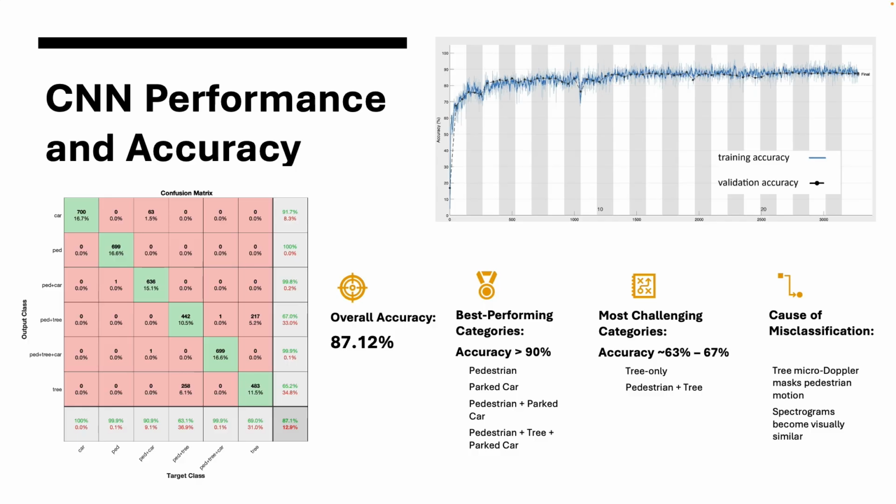The CNN achieved an overall classification accuracy of 87.12%, as can be seen in the graph. This strong performance confirms the effectiveness of our scenario design and the spectrogram generation, especially under noise-heavy conditions. As evident from the confusion matrix figure on the left, sub-scenarios involving pedestrians, parked car, or boat achieved detection and classification accuracy exceeding 90%. These classes generated distinctive Doppler signatures that the CNN could identify reliably.